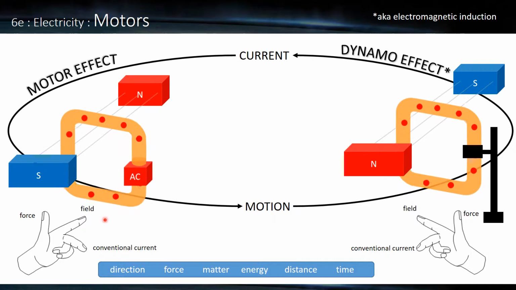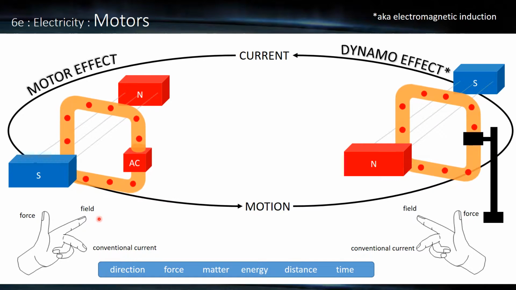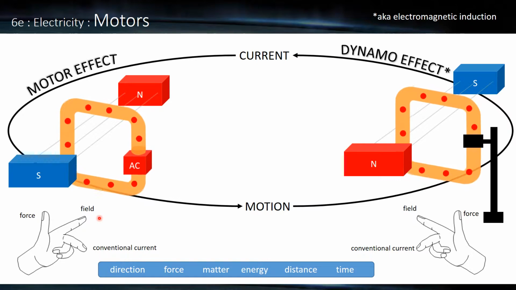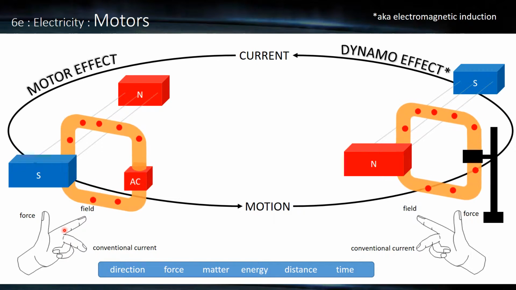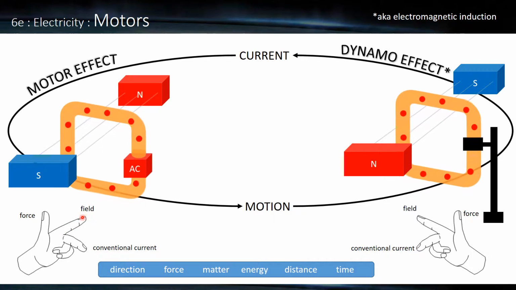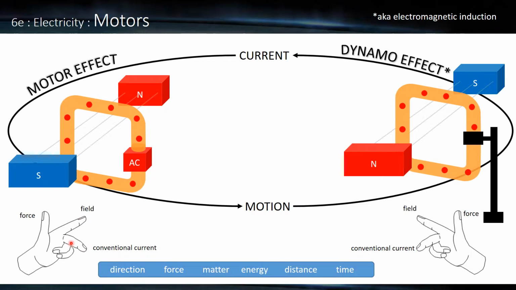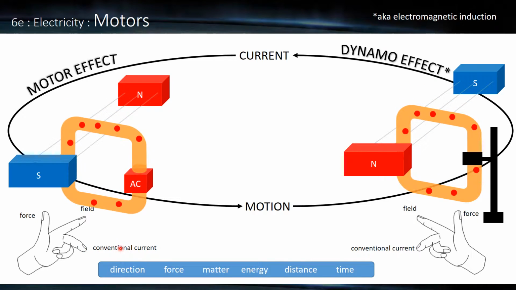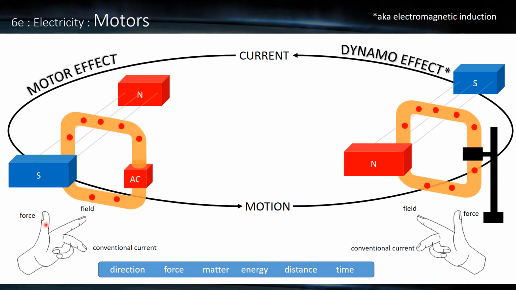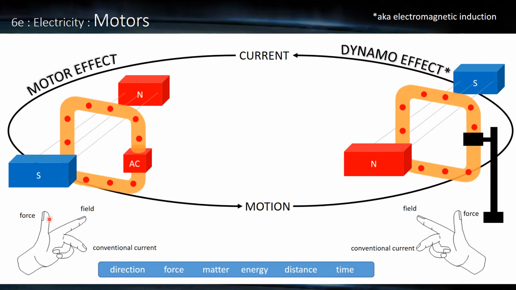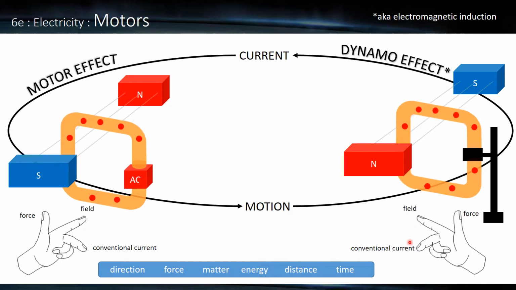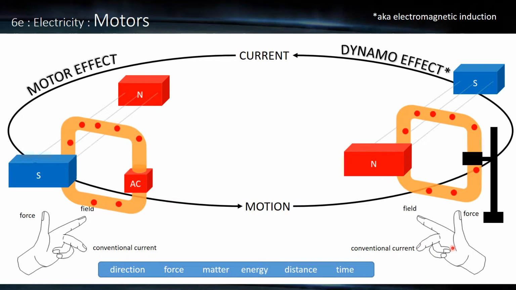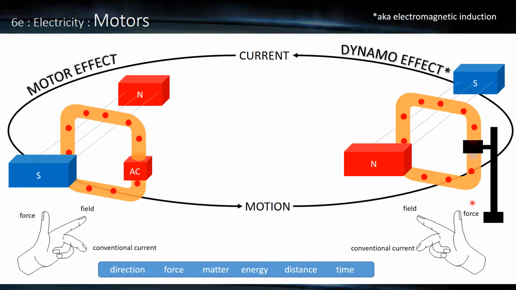If we want to predict or understand which direction the force will come, we use Fleming's left-hand rule, seen here. So our first finger points in the direction of the field, our second finger in the direction of conventional current, which remember is the opposite of electron flow, and then our thumb, our strongest digit, will point in the direction of the force. Over here we have effectively the opposite. We have Fleming's right-hand rule. It's the same idea, but it just has the opposite effect.